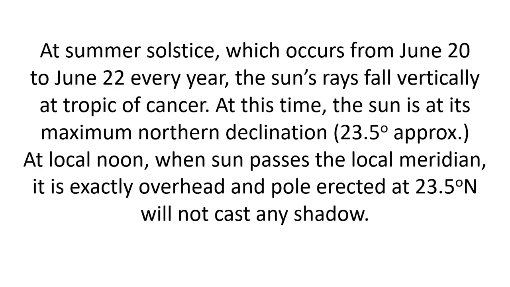At summer solstice, which occurs from June 20 to June 22 every year, the sun's rays fall vertically at the Tropic of Cancer. At this time, the sun is at its maximum northern declination, which is about 23.5 degrees. At local noon, when the sun passes the local meridian, it is exactly overhead, and a pole erected at 23.5 degree north latitude will not cast any shadow.